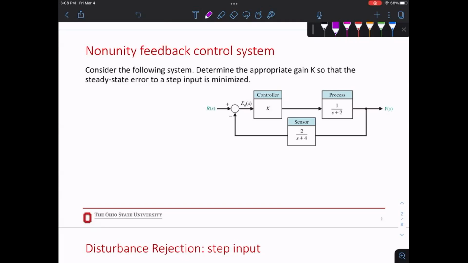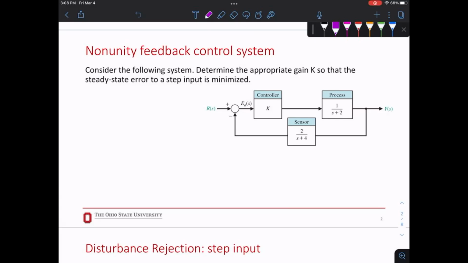All right, so consider the following system. Determine the appropriate gain K so that the steady state error to a step input is minimized. All right, so first of all, for the error that we talked about, we put H equal to 1, right? And it was all unity feedback. So this is a non-unity.